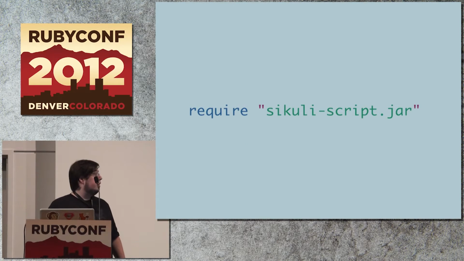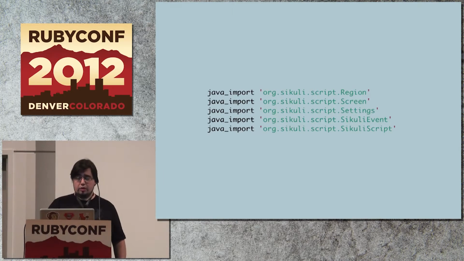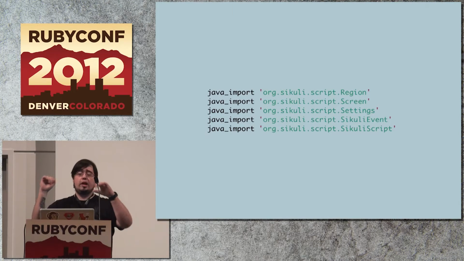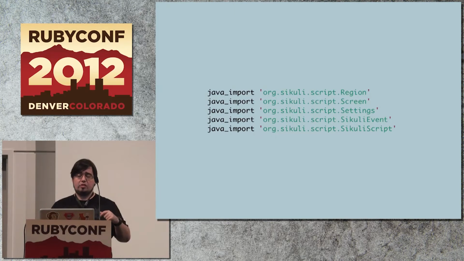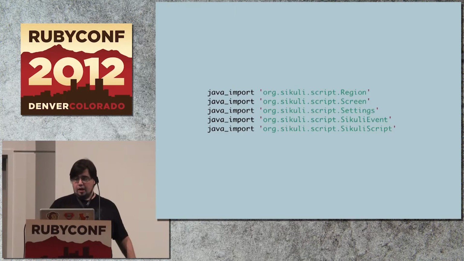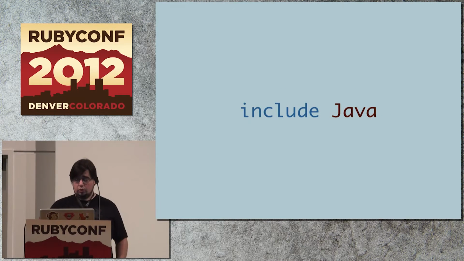And from there, you require the jar file and import all these magic classes to your script. Each of these classes deal with a part of the Sikuli environment, like a region of your screen or your entire screen, settings where you can configure stuff, and the events is where you act on top of the screen or the region. And script by itself is the main unit that holds everything. And then you include Java so all these classes can be added to your script.